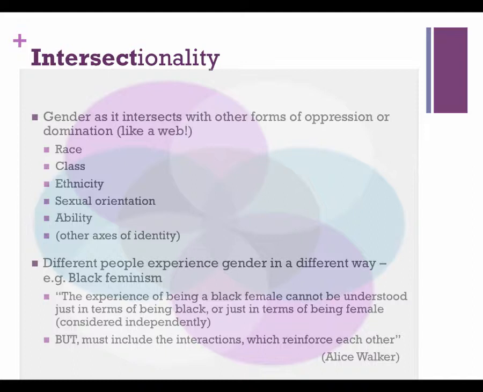Feminist analyses take this into account, right? This gender plus other axes of identity that condition relationships. So it's more complicated than just gender, right? So this means that different people experience gender in different ways. For example, as Alice Walker explains, the experience of being black and female cannot just be understood only in terms of being black or just in terms of being female, right? Considered independently, but must include these interactions which reinforce each other, right?